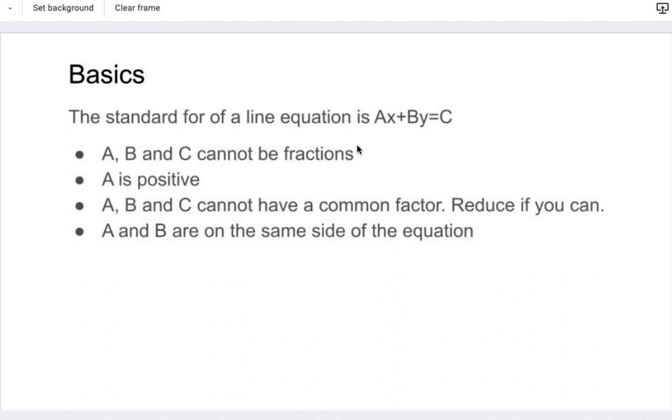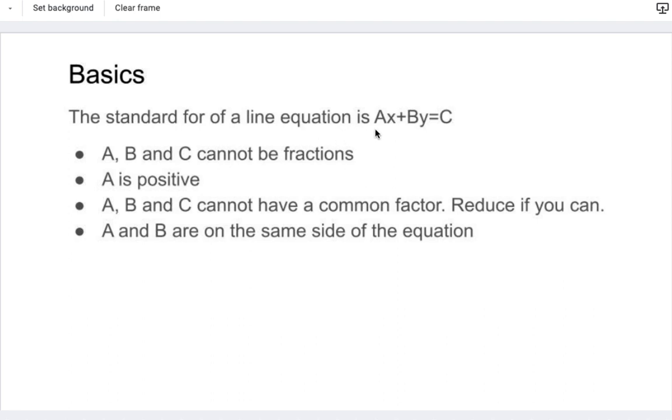The standard form of a line equation is a times x plus b times y equals c, which is just some constant number. So some rules: a, b, and c cannot be fractions. So if you wind up with fractions, you multiply by the common denominator and all the fractions will go away. A is a positive number. A, b, and c cannot have a common factor. So you got to reduce it if you can.